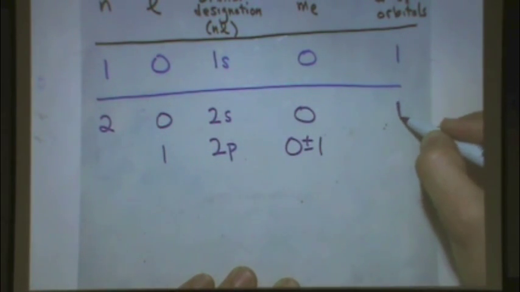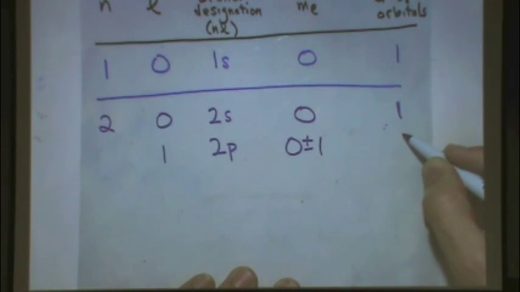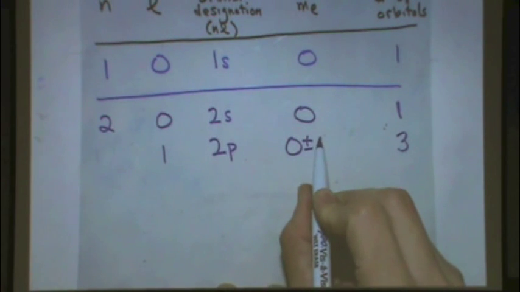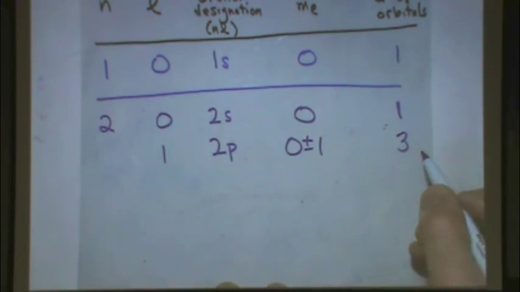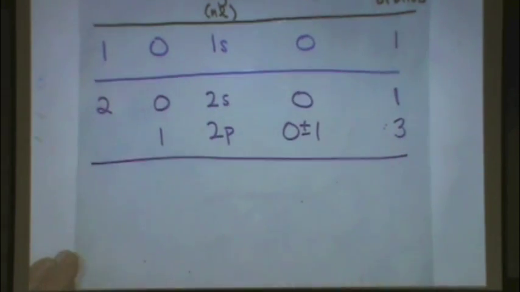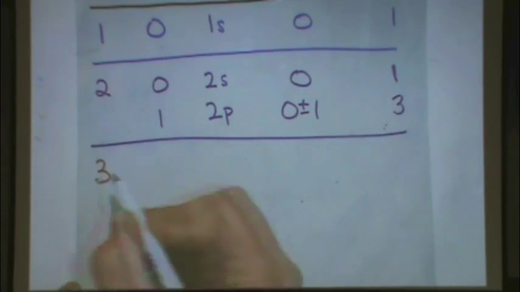Okay, so there's one value here. This number is 1. What number would go here? 3. I'm seeing 3 numbers here, a 0, a 1, and a negative 1. That's 3 values with 3 orbitals. Ready to go to the next one? 3.